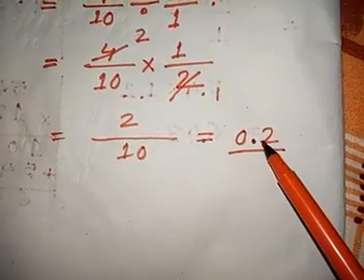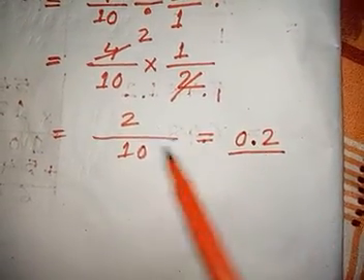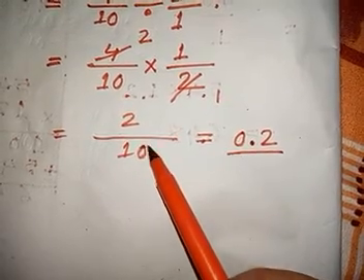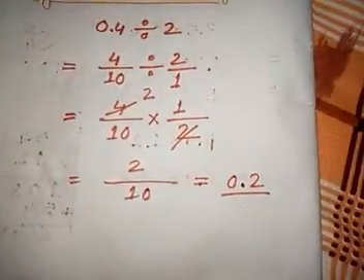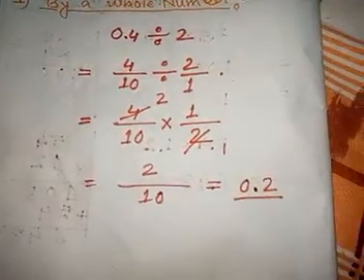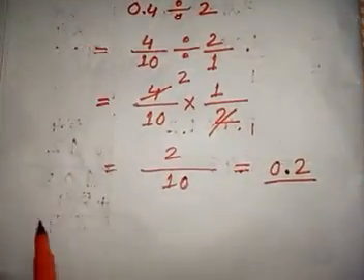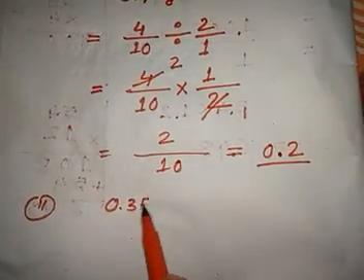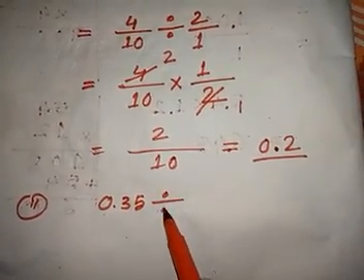Why do you have to give the point before 1 digit only? Because here you have 1 zero. Let's discuss one more example, then you will understand it. Suppose number 2 is 0.35 divided by 5.